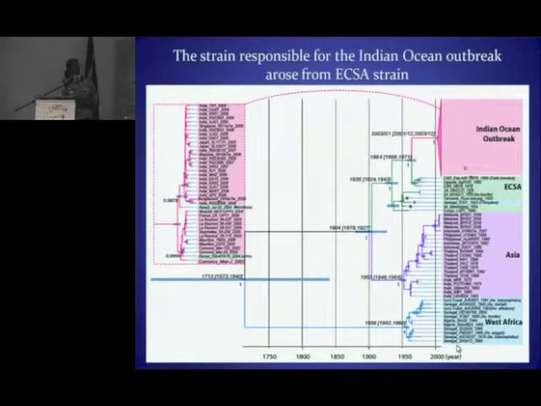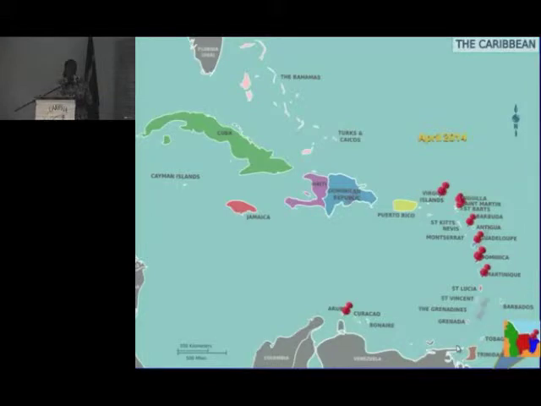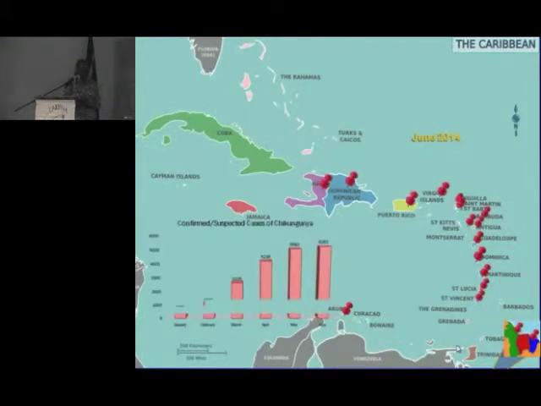Right, the strain responsible for the Indian Ocean outbreak belongs to the ECSA genotype, and it's most closely related to those viruses from East Africa. All right. So since the arrival of the virus in St. Martin, it has been spreading mainly southwards. And today we have, at last count, this was June the 2nd, over 6,000 confirmed or suspected cases of chikungunya virus in the region.